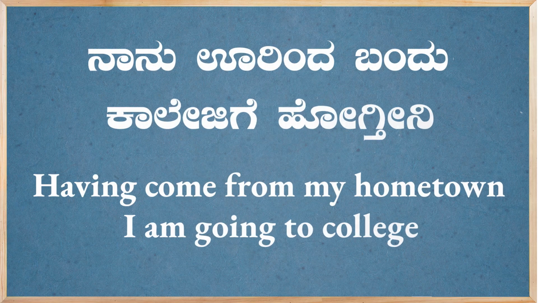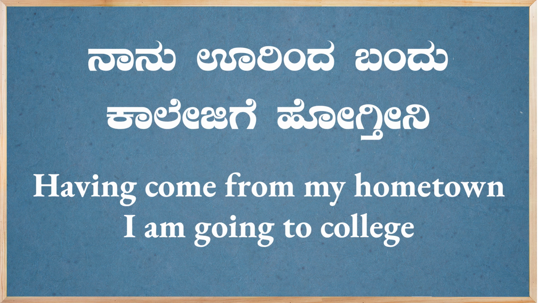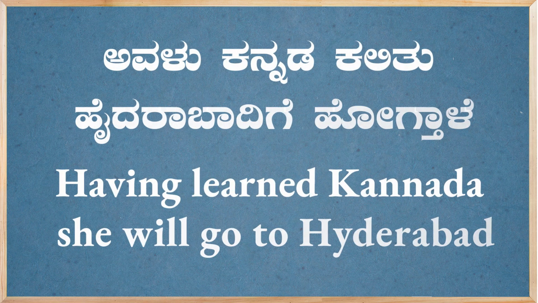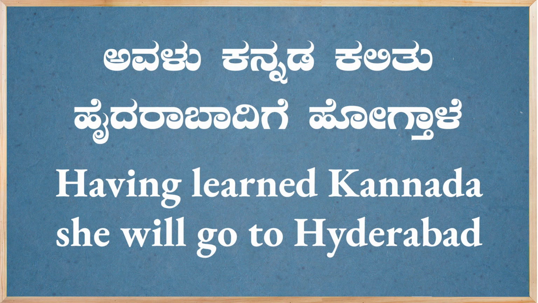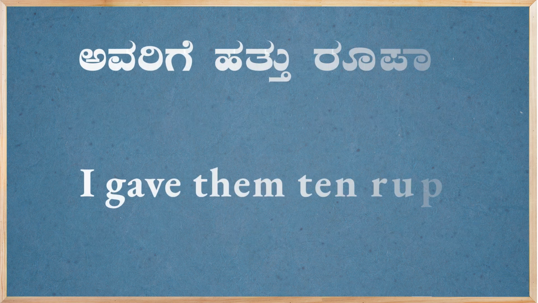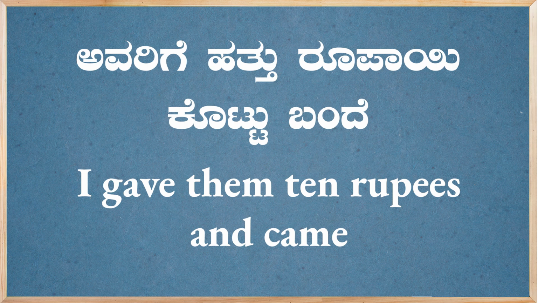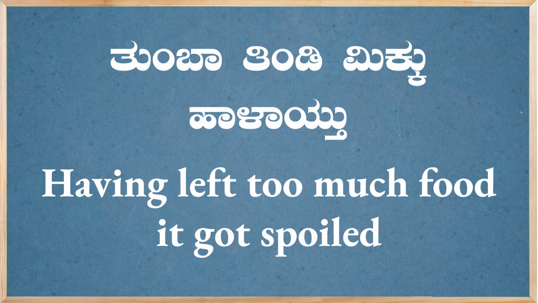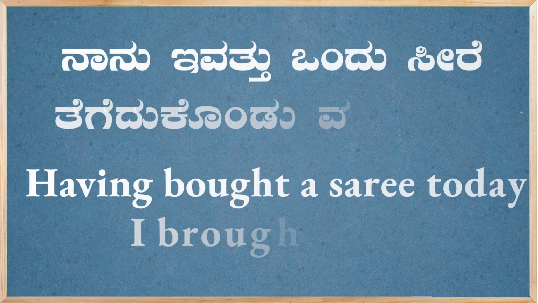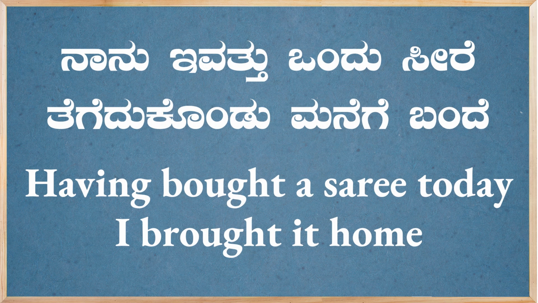Now let's see how these are used in sentences. ನಾನು ಊರಿಂದ ಬಂದು ಕಾಲೇಜಿಗೆ ಹೋಗ್ತೀನಿ. Having come from my hometown, I am going to college. ಅವಳು ಕನ್ನಡ ಕಲಿತು ಹೈದರಾಬಾದಿಗೆ ಹೋಗ್ತಾಳೆ. Having learned Kannada, she will go to Hyderabad. ಅವರಿಗೆ 10 ರೂಪಾಯಿ ಕೊಟ್ಟು ಬಂದೆ. I gave them 10 rupees and came. ತುಂಬಾ ತಿಂಡಿ ಮಿಕ್ಕು ಹಾಳಾಯಿತು. Having left too much food, it got spoiled. ನಾನು ಇವತ್ತು ಒಂದು ಸೀರೆ ತೆಗೆದುಕೊಂಡು ಮನೆಗೆ ಬಂದೆ. Having bought a saree today, I brought it home.